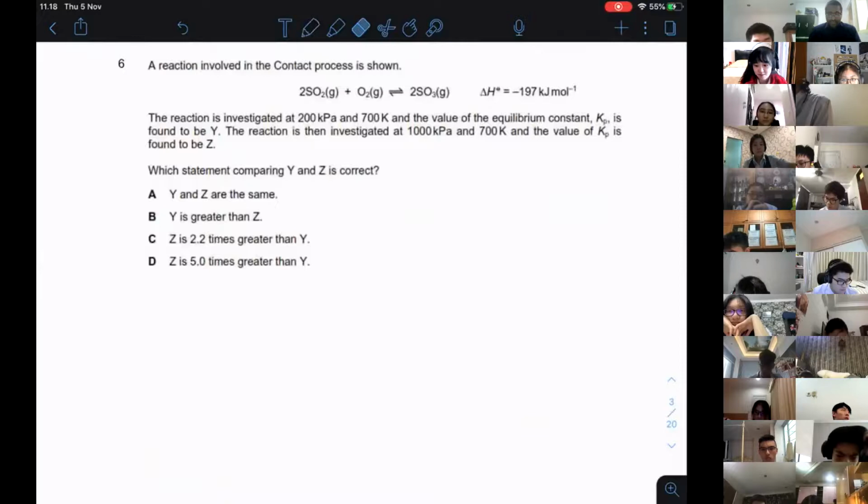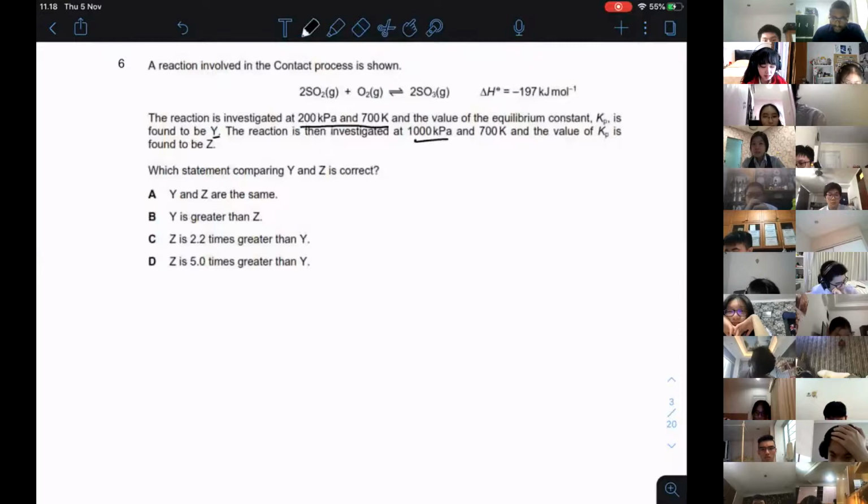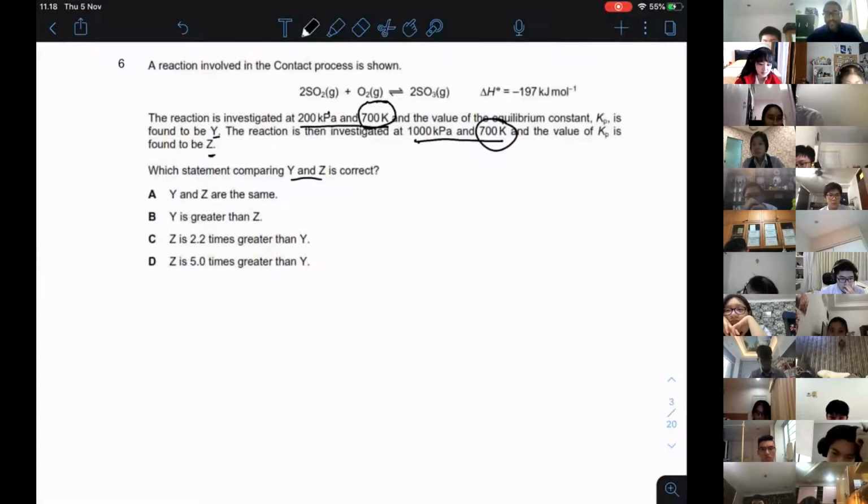Number 6. The question looks so difficult, but it's very easy. They have done this investigation initially here, and the Kp value is Y. Then they do another investigation, and the value of Kp becomes Z. So they ask you to compare Y and Z. When you compare, pressure increases, but temperature remains the same. So how do you compare?